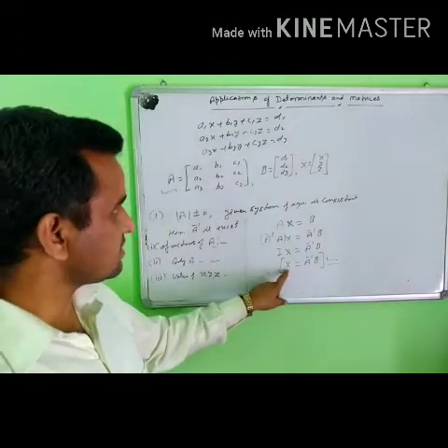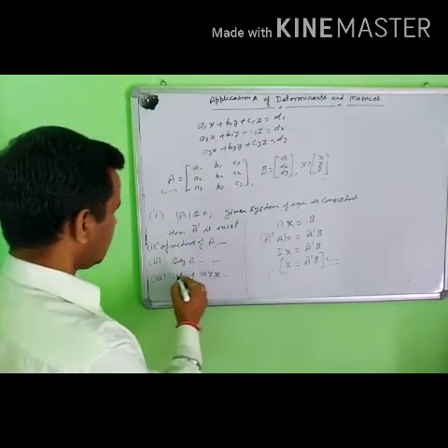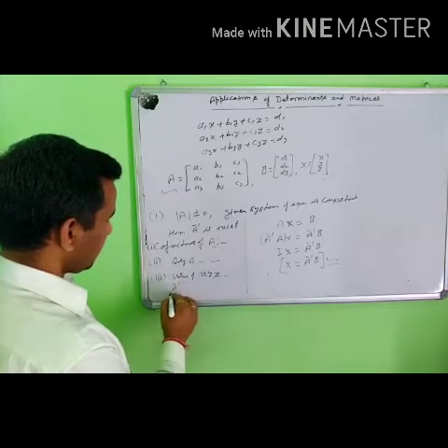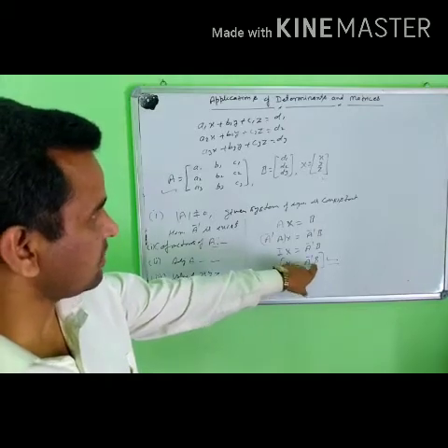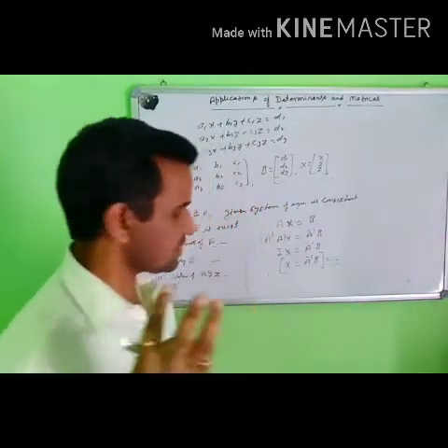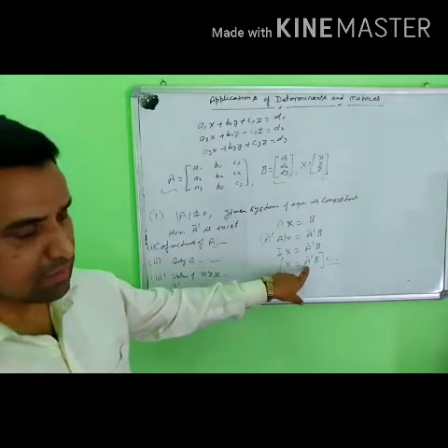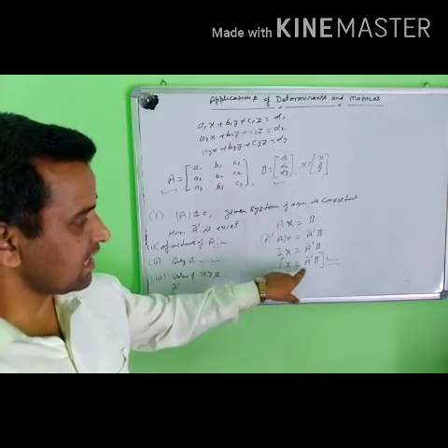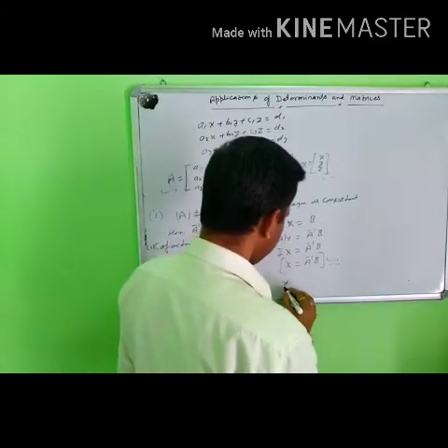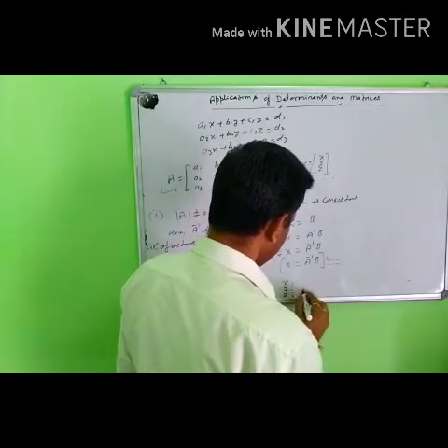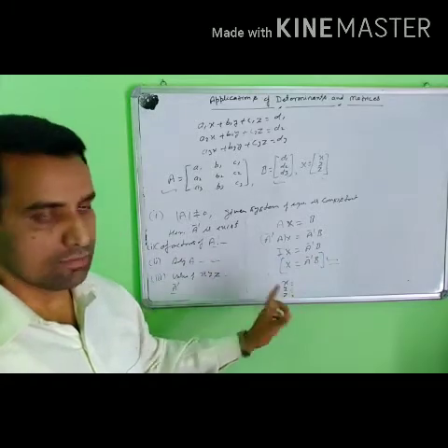Here X is the matrix X. A inverse you have already found. Put the value of the A inverse matrix here, and then put the value of matrix B. Three matrices are required: the X matrix, the B matrix, and the A inverse matrix. Multiply A inverse and B using the multiplication rule, then equate, and then find the values of x, y, z.